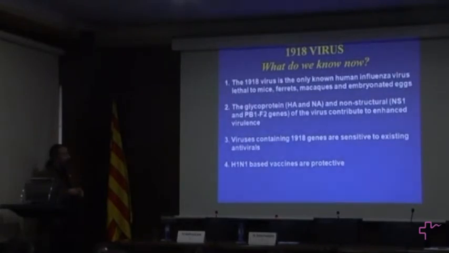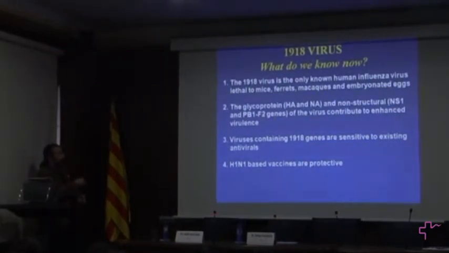We know that the virulence is multigenic, so it's like a perfect storm. You require several genes that encode pathogenicity. The glycoproteins, HA and NA, are essential for the virulence, and also the non-structural proteins. I have not shown that, but it's also essential, as well as a gene in the polymerase gene that is also non-structural, PB1-F2.